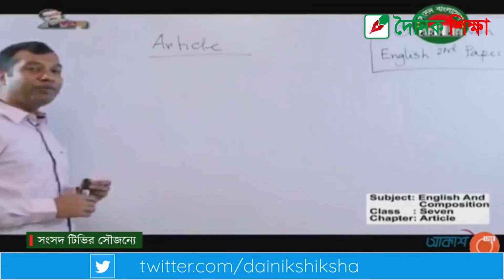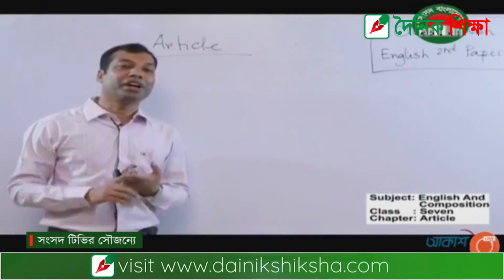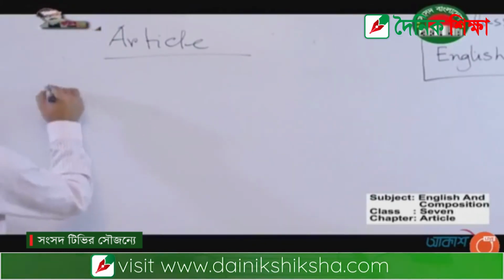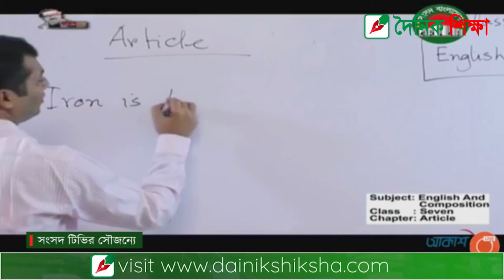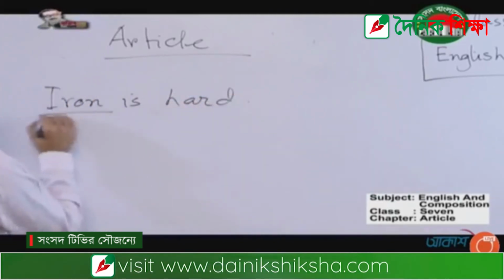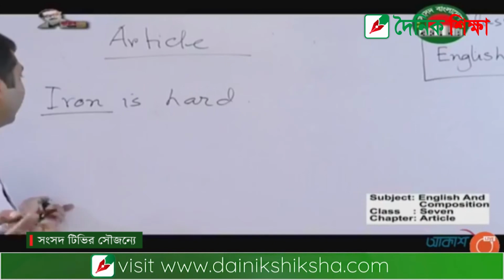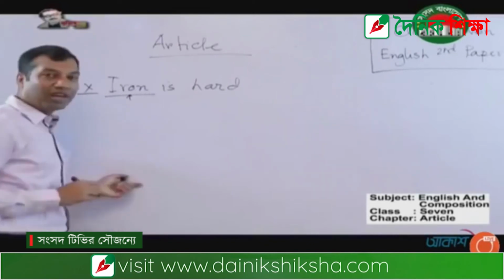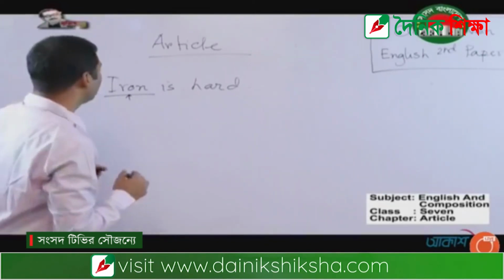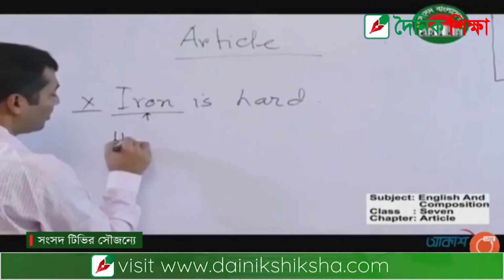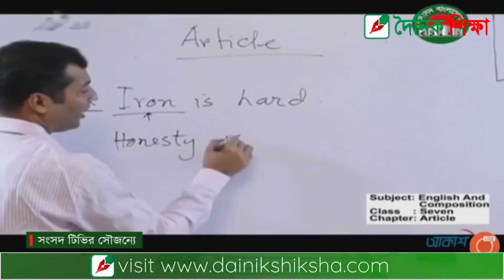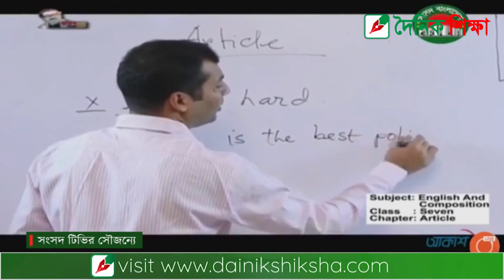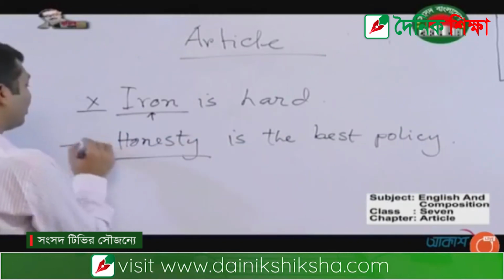We know that before any material noun or any abstract noun, we do not need to use any article. For example, iron is hard. So this is a material noun. I hope that you know about material nouns. Material nouns do not take any article before them. Similarly, abstract nouns also do not take an article before them. For example, honesty is the best policy. So here this is an abstract noun and no article is used.